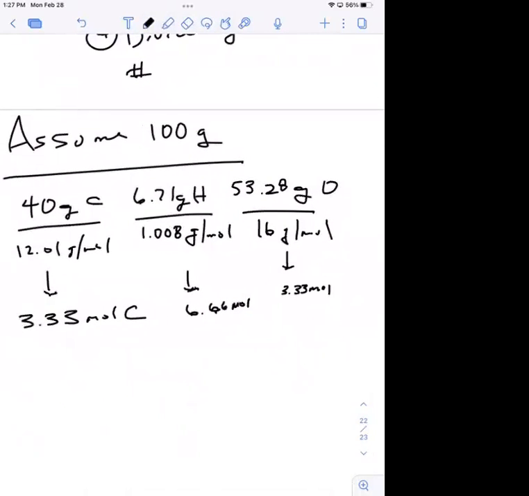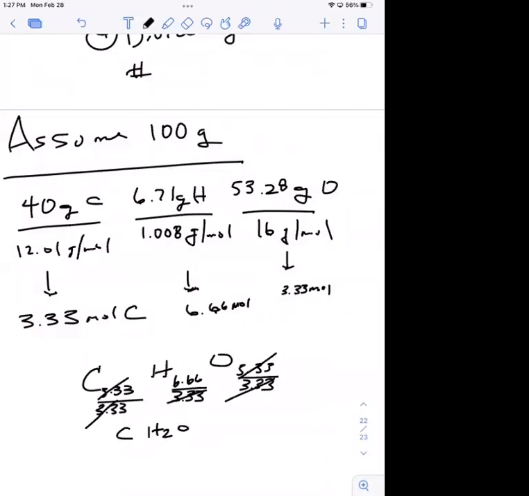Now we can set up our chemical formula: C, H, O, with 3.33, 6.66, and 3.33. Now what? Divide by the lowest one, which is going to be 3.33. That's going to cancel, that's going to cancel, and this will divide down to 2. So that's going to be CH2O, and this is my empirical formula.